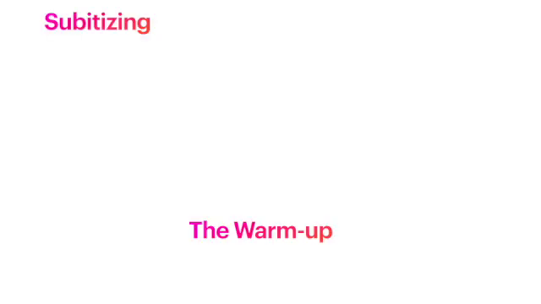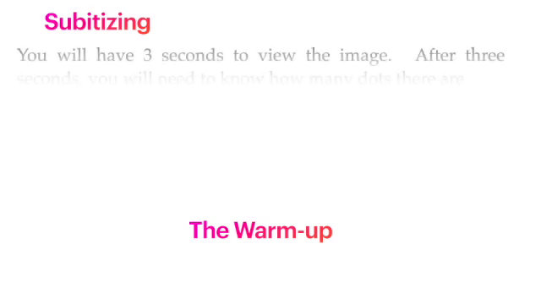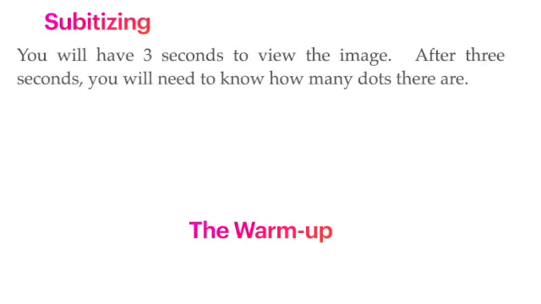We're going to do some subitizing, and we're going to start off with some easy ones, but it's going to get real hard real fast. You will have 3 seconds to view an image, and after the 3 seconds, you need to know how many dots there are. That's it, okay?